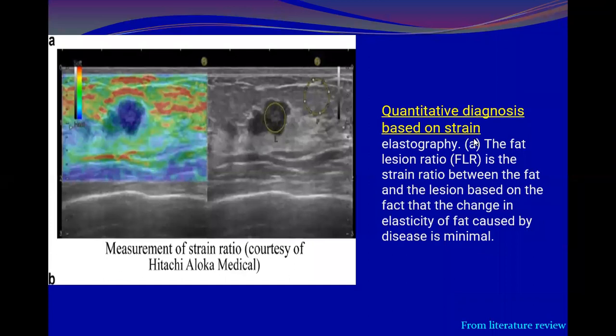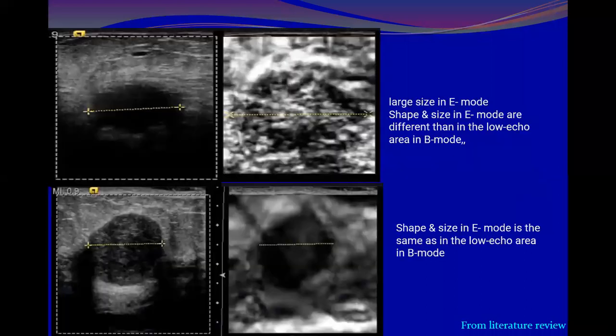This is the quantitative or semi-quantitative strain ratio. You see, they measure the elasticity of the lesion as well as the elasticity of the fat far from the lesion in normal tissue, and the ratio, if it is high, it will be malignant, and if it is a benign lesion it will give a mild or small ratio. Also, they can use the size of the lesions in both B mode as well as in elastography.